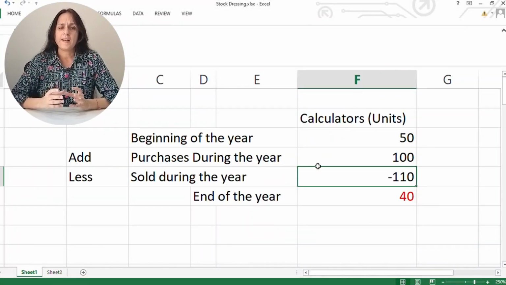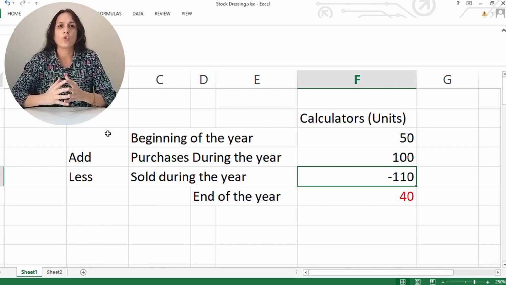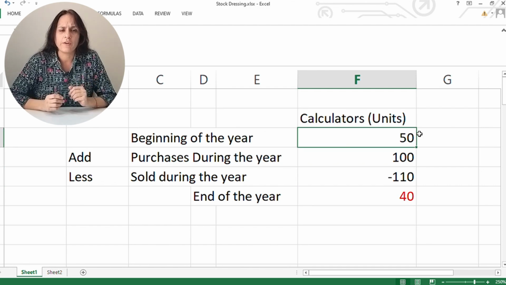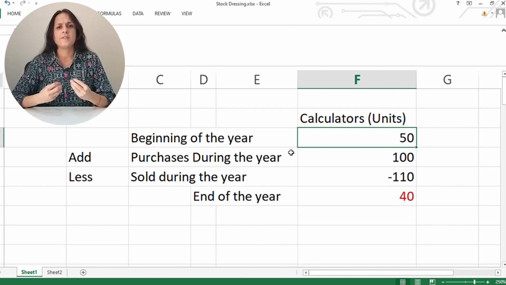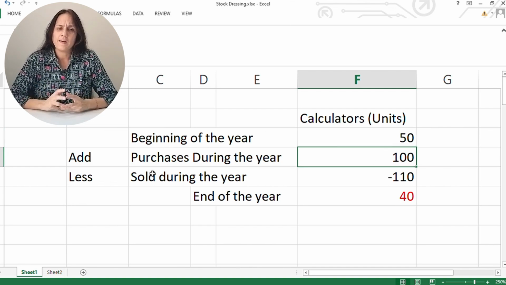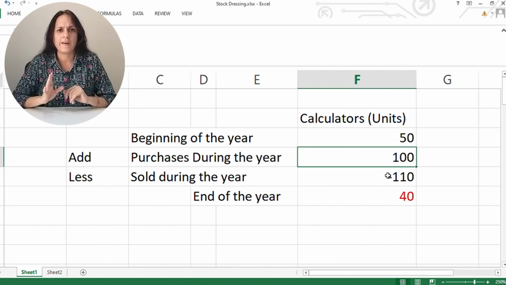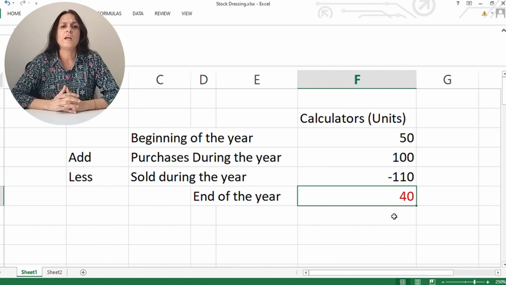Let us understand a situation of a trader who is trading in calculators. He has a stock of say 50 calculators at the beginning of the year. During the year, he purchases say 100 more and sells 110. So a simple arithmetic, right? 50 plus 100 minus 110, 40 is in stock. So if things are so simple, how can you really window dress on these figures? It is simple arithmetic and you can't play with arithmetic, right?